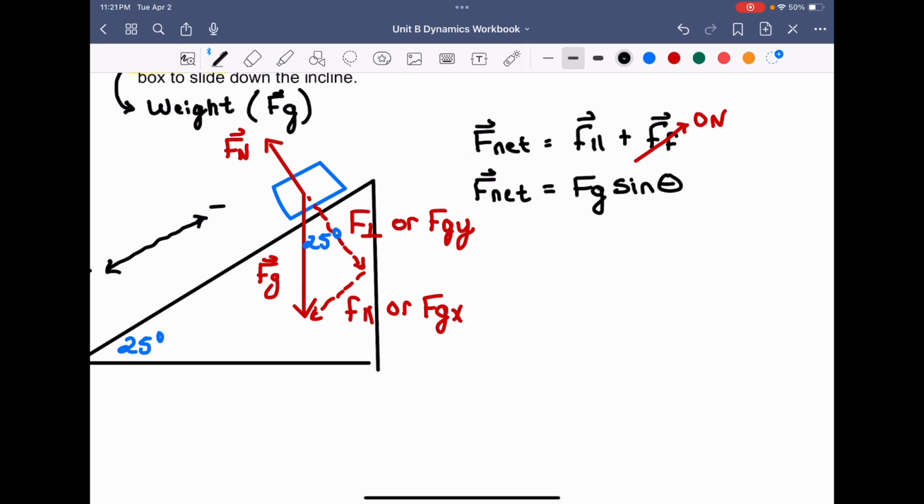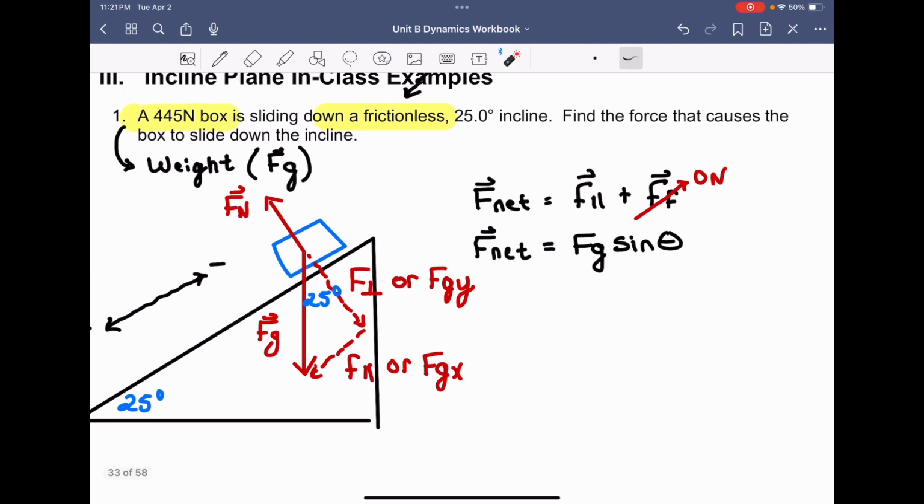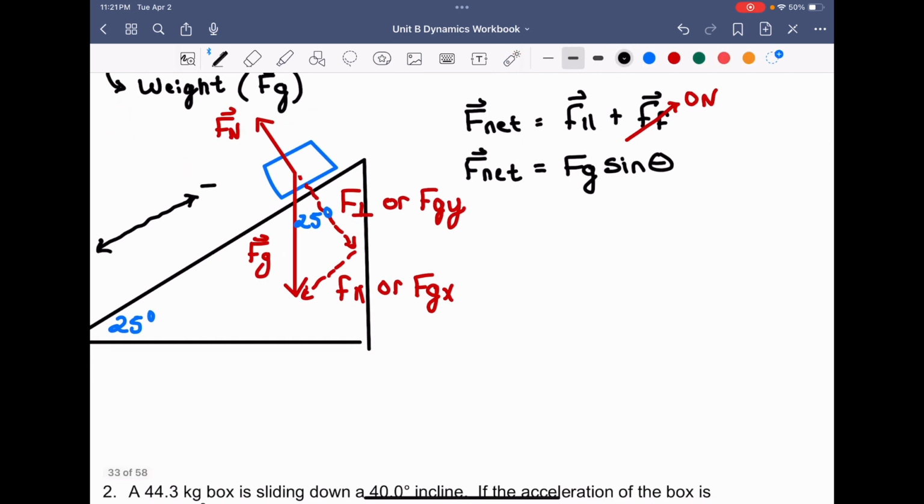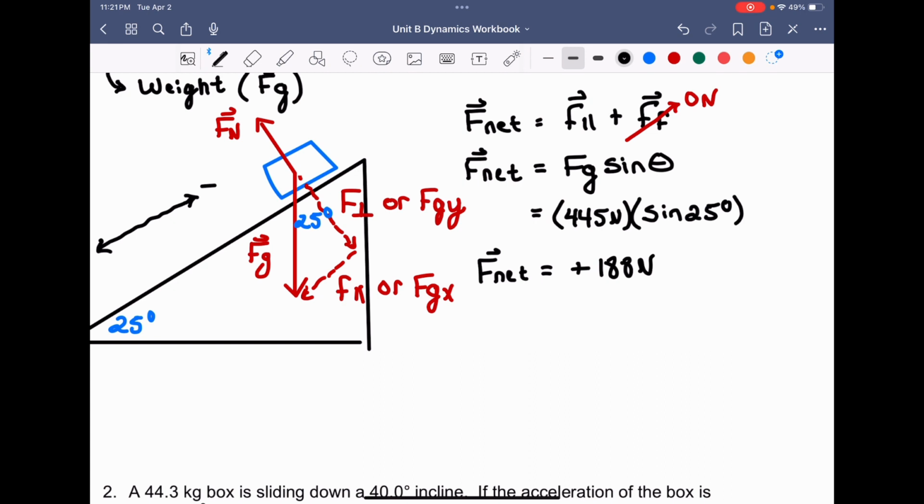Now, realistically, we could look at this FG and make it into MG, but what they actually gave us originally was the FG, so we don't need to do any sort of special conversion. I'm going to write this out as FG, which is 445 newtons, multiplied by the sine of the angle, which in this case is 25 degrees. This gives me an FNet value, or the net force that's causing this to go down the incline, which is equal to positive 188 newtons.